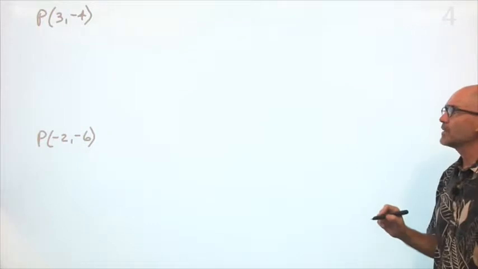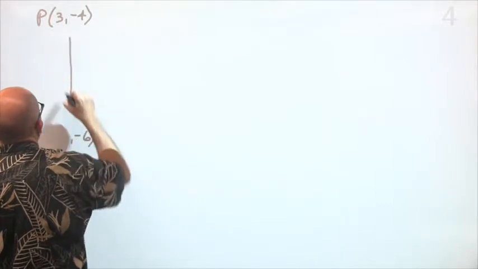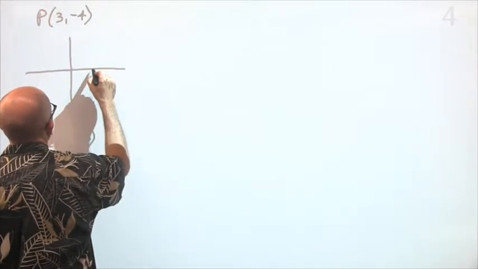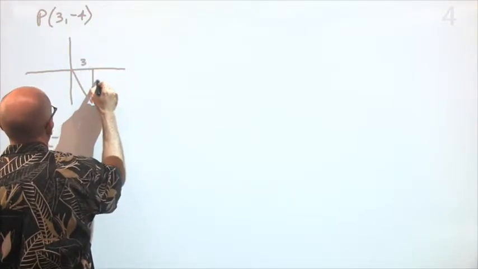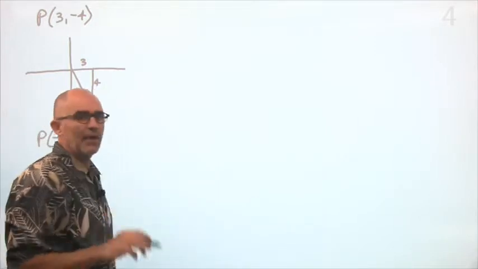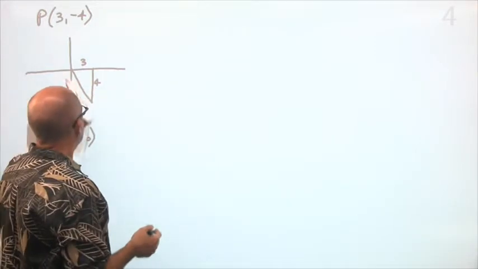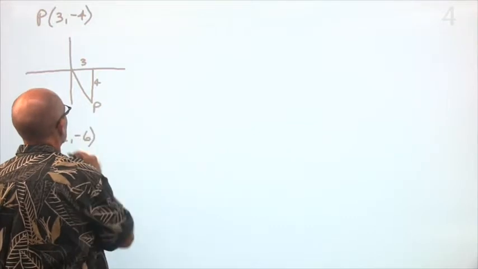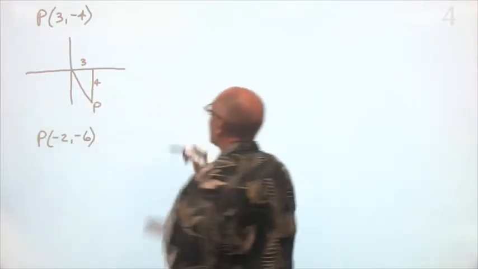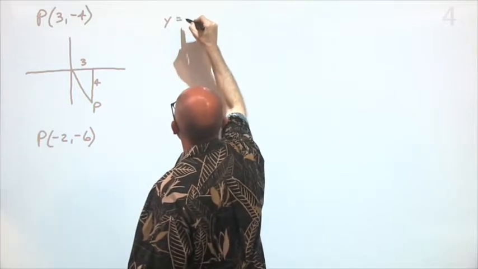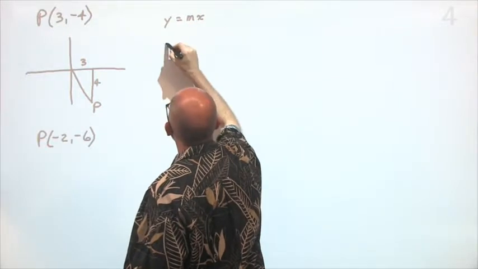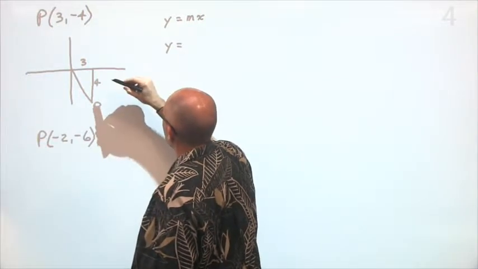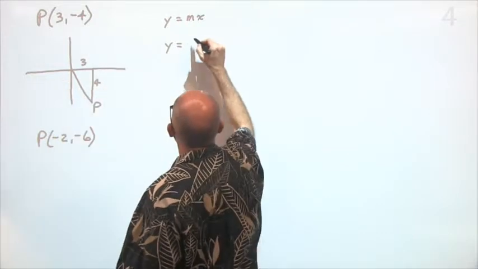Okay, so let's cruise onward. So now we have the point 3, -4. So let's just draw what that looks like. 3, -4 is going to be right 3 and down 4. Okay, so now I want the equation of this line, where P is right here. So the equation of this line is going to be y equals mx, where the slope is going to be -4 divided by 3.